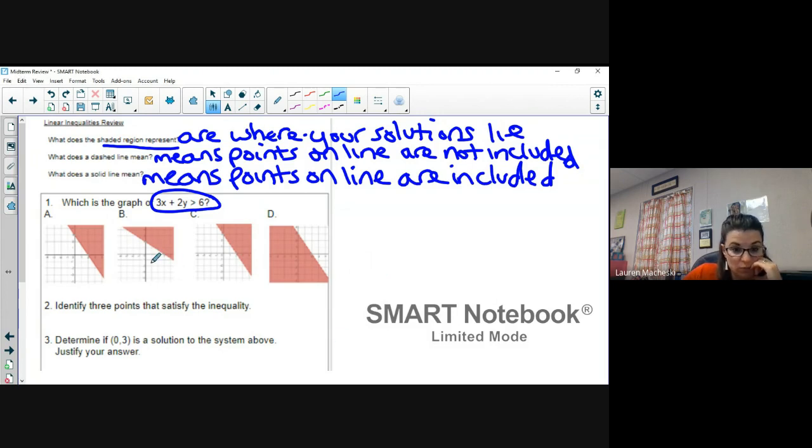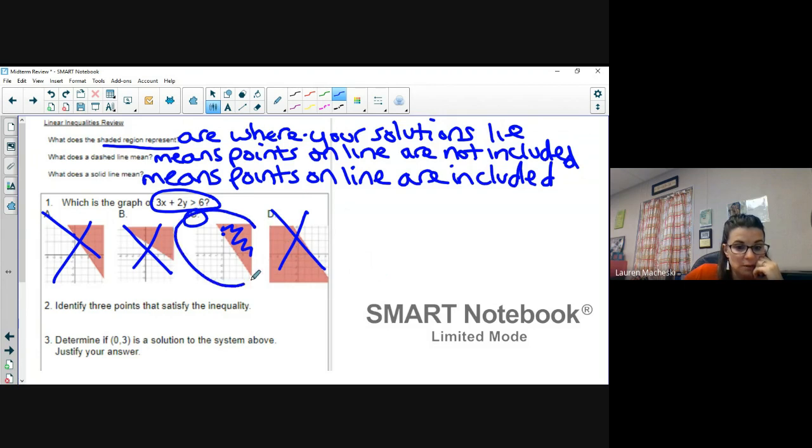So +3 on the y-axis looks like it could be A, but A is a solid line. This doesn't have a solid line. B crosses at +2. Nope. C crosses at +3, a dashed line, and it shades above. D crosses at +3, has a dashed line, but it shades below. So that wouldn't work. So C is my answer.